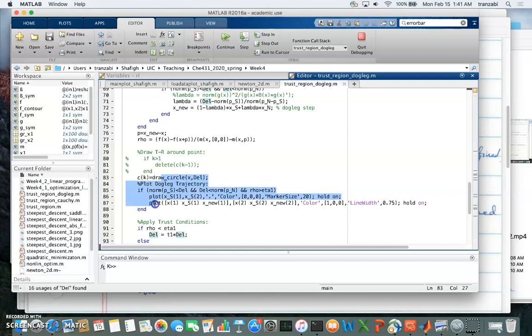If you just comment this out, nothing happens. It's just all plot functions. And in here, what I'm saying is that if the norm of the steepest descent direction is less than delta, and the norm of Newton's direction is bigger than delta, and the ratio is bigger than 801, then we plot the solution from the steepest descent direction.